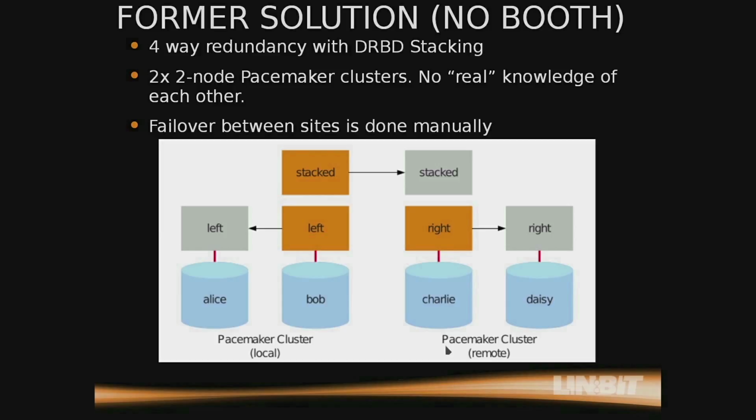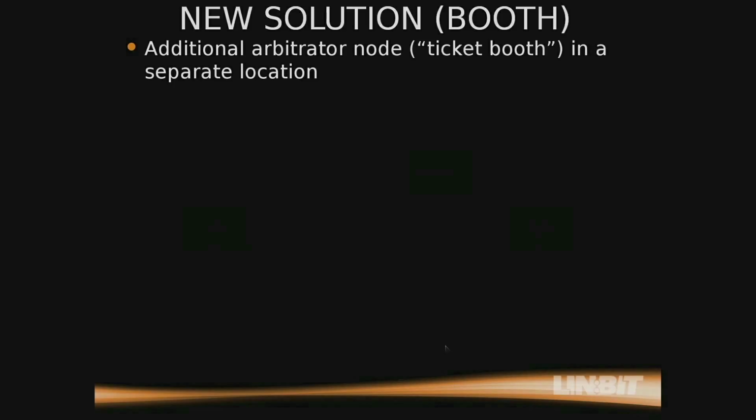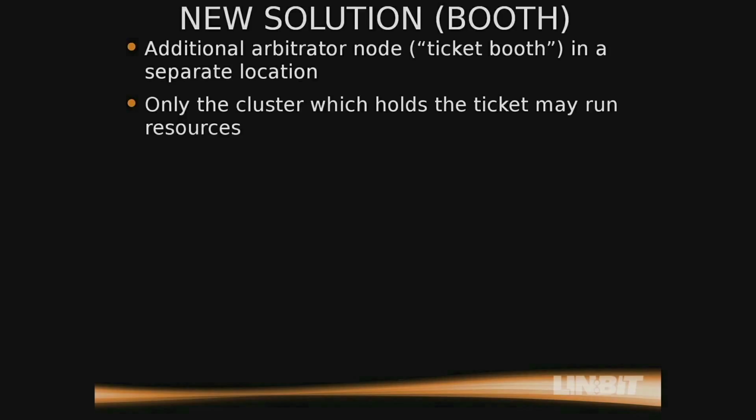Now, Booth allows us to automate that. And how Booth works is we utilize an additional arbitration node, or a ticket booth. This is housed in a separate location. And though the separate location is important, as we can't allow an outage in one location to dictate how Booth would behave. Only the cluster which holds the ticket may run the resources. This can kind of be thought of as the old token ring communications running the system, which had a token could transmit.